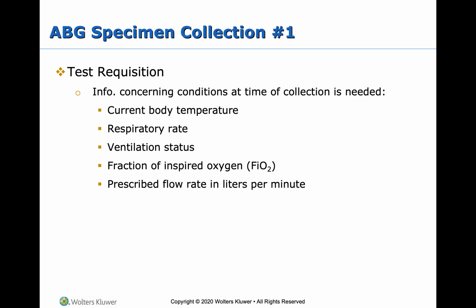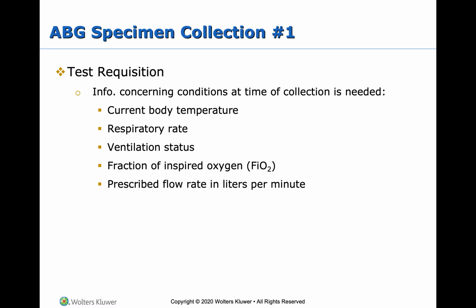Okay, so this is pretty important concerning arterial blood gas specimens. You will not be able to receive a specimen. The computer will not even let you receive it in without certain information. So make sure that whoever is dropping off the ABG or whoever sent it down, you're checking the requisition before they leave, and making sure that this information is included on it. Current body temperature, their respiratory rate, their ventilation status, and their fraction of inspired oxygen, which can be converted to a flow rate in liters per minute.